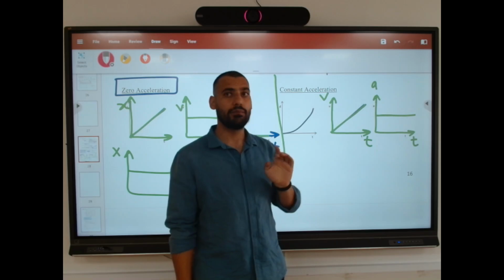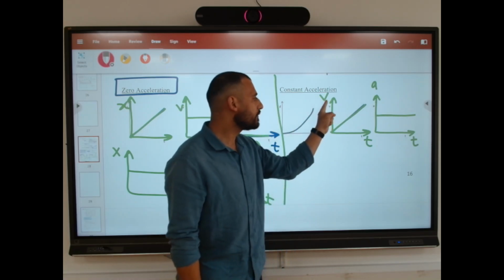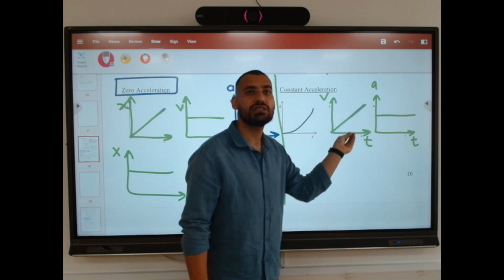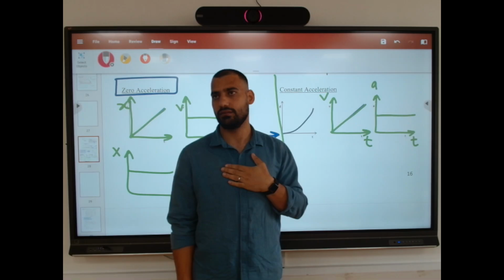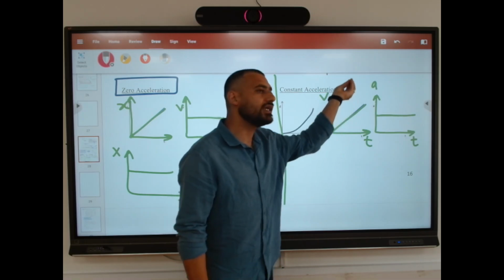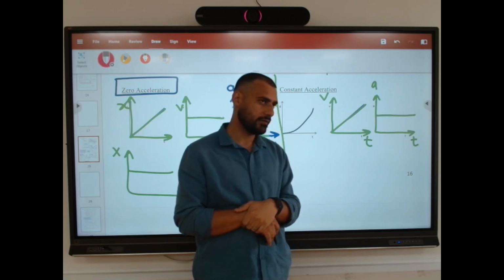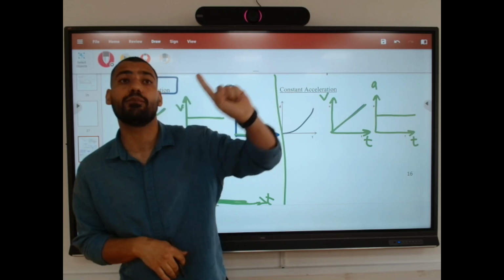Is that clear? But now this is a velocity time graph, and you are seeing that with time, velocity is changing. Is it increasing or decreasing? Increasing, isn't it? How do you get velocity from the position time graph?